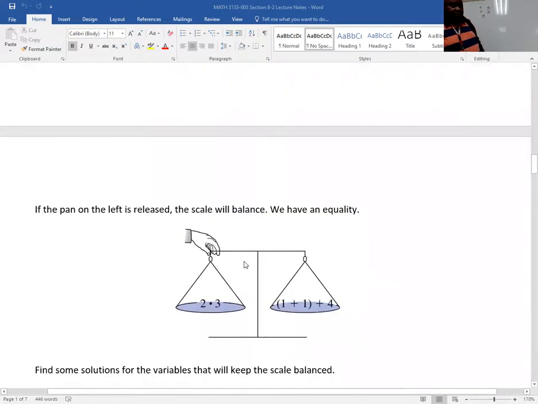Now, in this case right here, we would have an equality. Let's say we have 2 times 3 on the left side. That's equal to 6. But then let's say 1 plus 1 in parentheses, we do that first. That would be 2. 2 plus 4 is 6. Here 6 equals 6. So that means this scale will balance because the amount on the left side will be the same as the amount on the right side. And actually, this is an illustration of the reflexive property of equality.